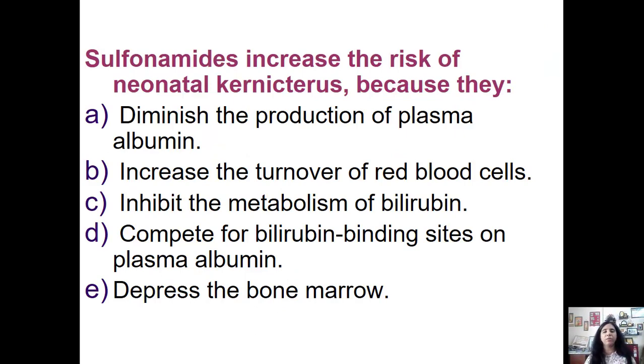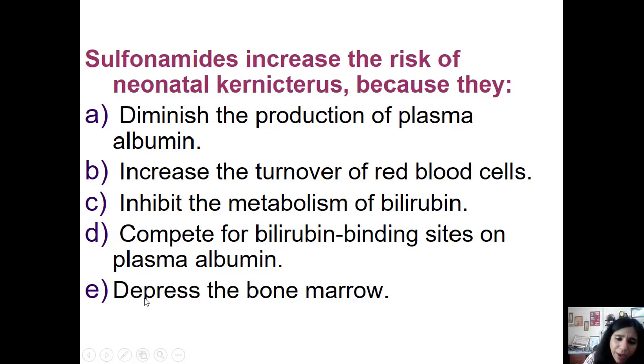Sulfonamides increase the risk of neonatal kernicterus because they diminish the production of plasma albumin? No. They increase the turnover of red blood cells? No. They inhibit the metabolism of bilirubin? No. They depress the bone marrow? They do depress the bone marrow, but that's not the reason they increase the risk of neonatal kernicterus. They increase the risk of neonatal kernicterus because they compete with bilirubin for the plasma protein binding sites.